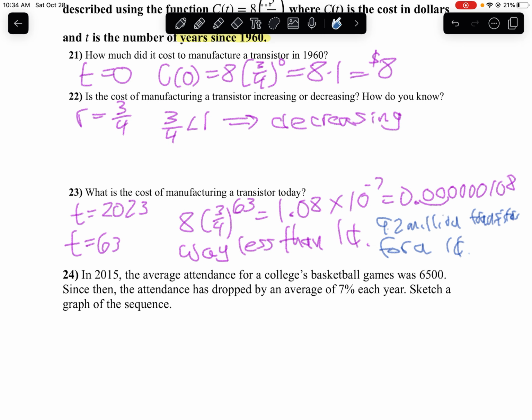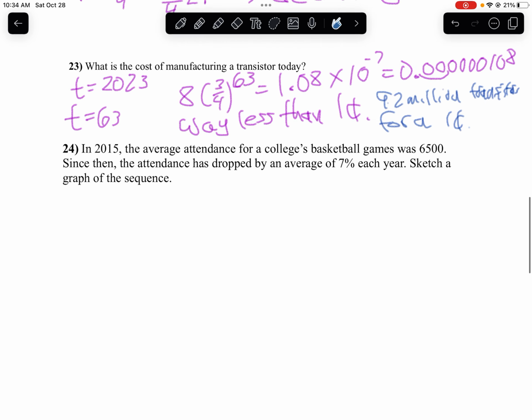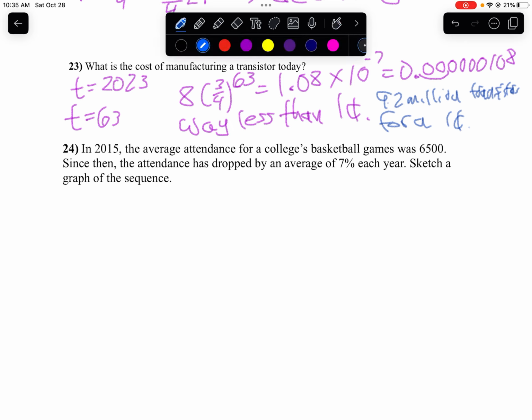Now on question number 24, we want to graph the college basketball games attendance. In 2015 was 6,500. So I think what I'll do is I will make my chart here. And I'll redo that because it's not very vertical. I'll make my chart here. And when I make my chart, I'm only going to use the first quadrant because you can't have negative attendance.